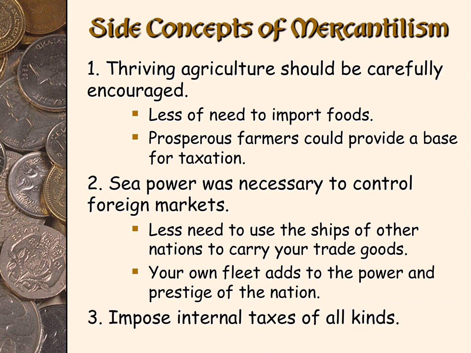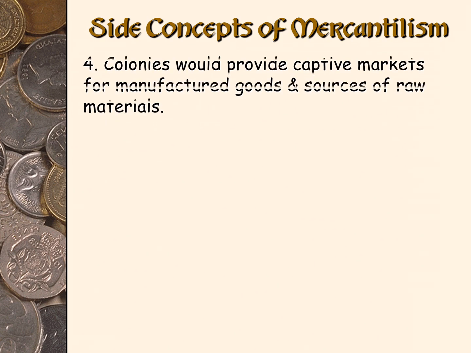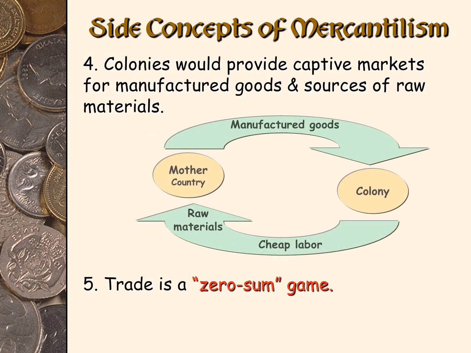There were all kinds of taxes imposed to encourage raw materials to get to the mother country and for finished goods to come back to this country as a more expensive item. Colonies would provide a captive market that would be a source for raw materials and a place to dump their manufactured goods, and they would only be allowed to buy off the mother country.